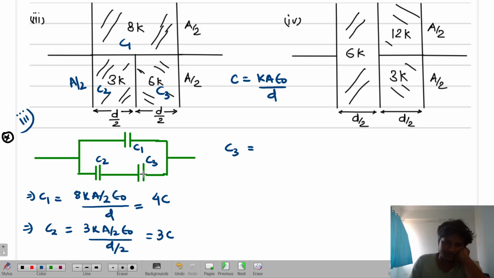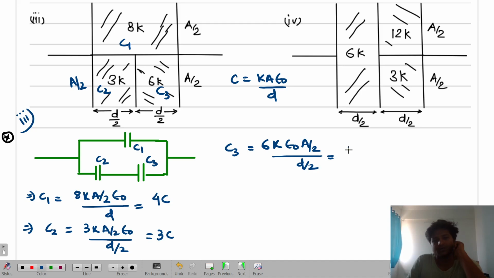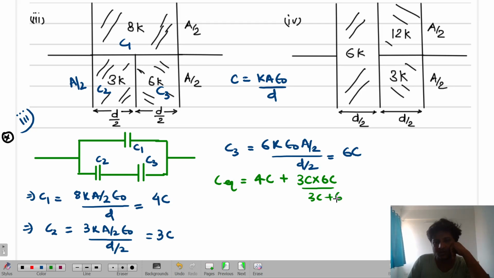Then C3 is how much? Similarly, 6k epsilon naught A by 2 divided by d. So 6C. 3C and 6C are in parallel. So what will I write as C equivalent? Sorry, series. So it will be 4C into 3C into 6C divided by 3C plus 6C, or not. So C equivalent is how much? 18 divided by 9, so 4C plus 2C, which is 6C. Is that clear? Got it or not? So this was the answer of what?